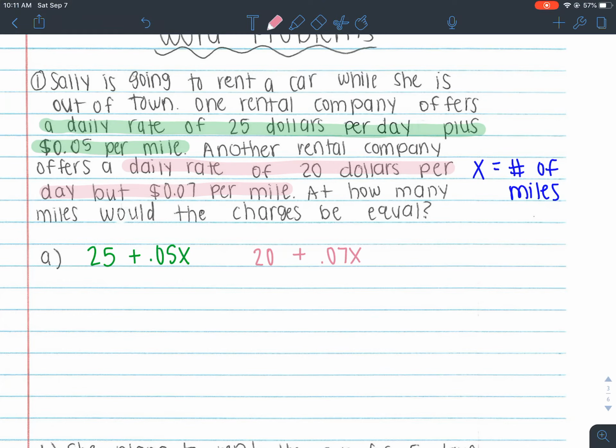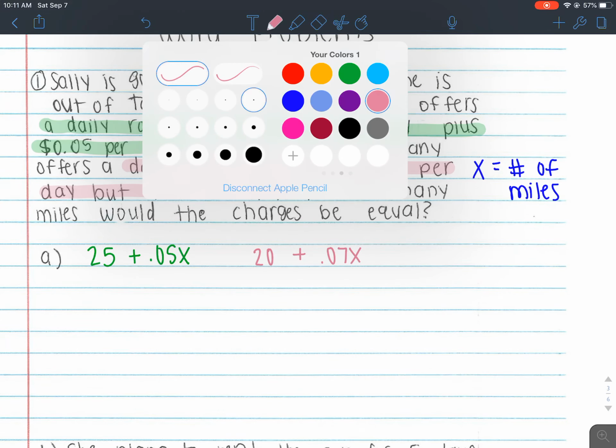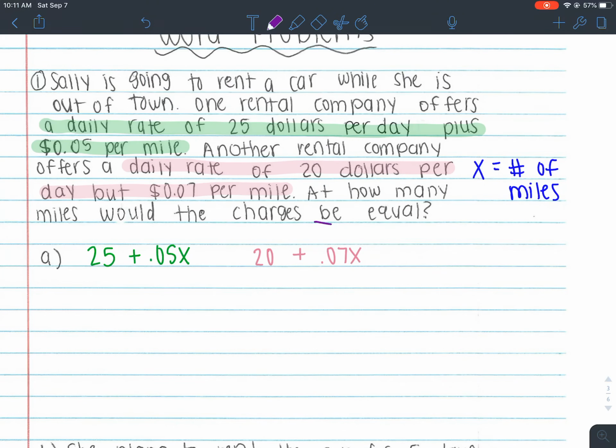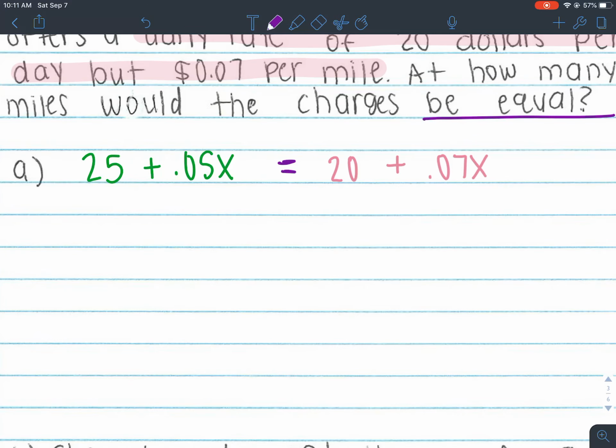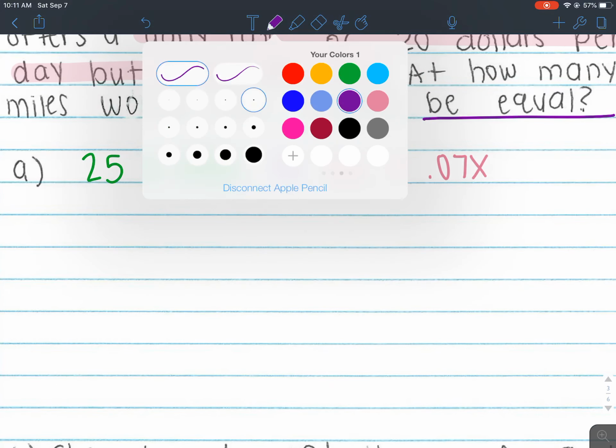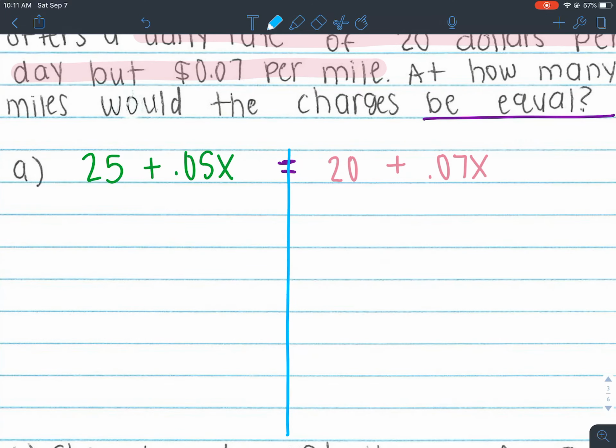Okay, so now I have my two expressions. And then it asks, when will they be equal? So if I'm asking for when they will be equal, I want to know when green is going to equal the pink company, which means I'm going to set them equal to each other. Okay, and now I solve. I'm going to draw my line down the middle, and continue with my math like normal.